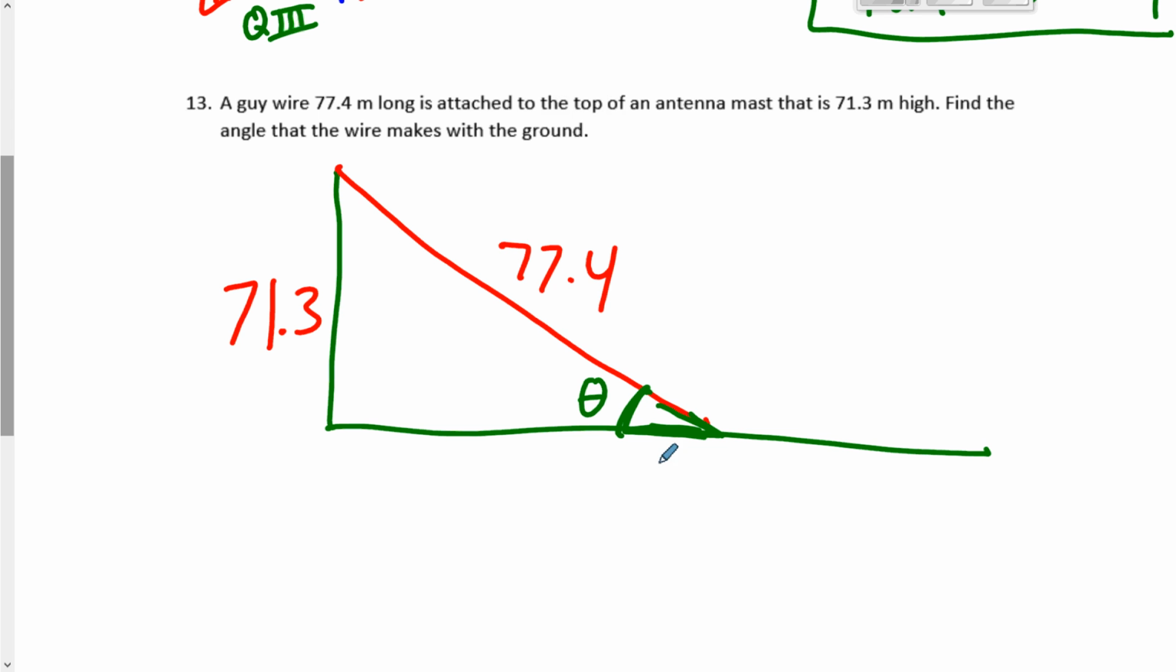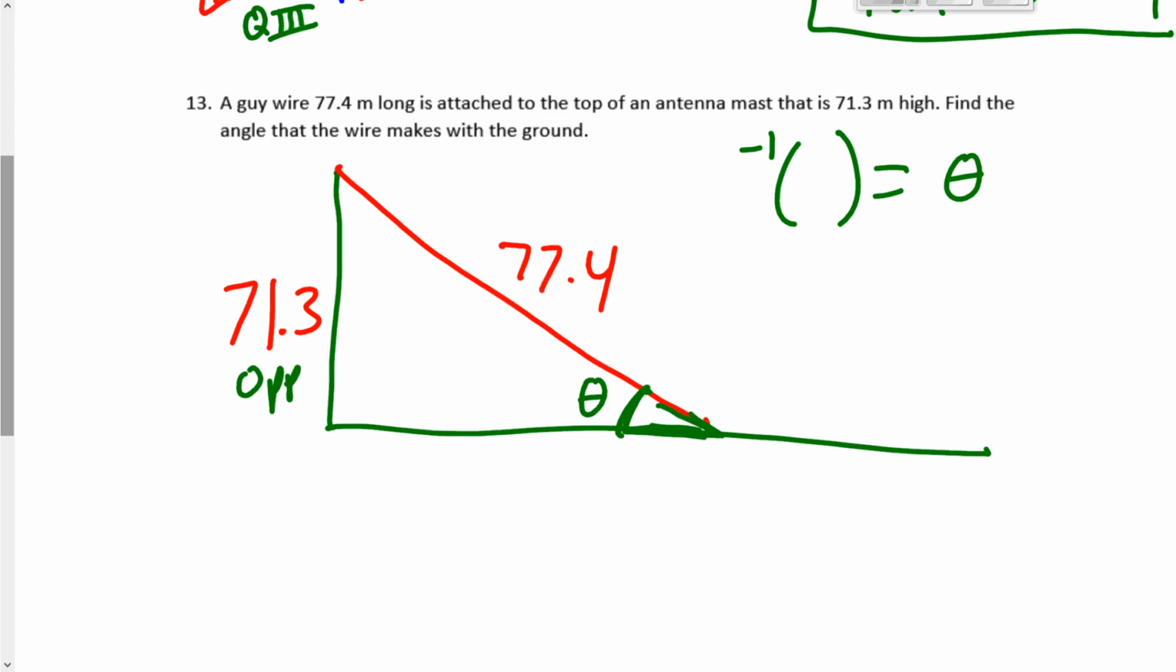Okay, so we're trying to find an angle, and since we're trying to find an angle, what trig functions do we use? That is inverse, right? So in order to find our theta, we're going to use an inverse trig function. Don't know which one yet, so we have to look at what we are given in relationship to the angle that we want. What is the 71.3 in relationship to the angle? Well, that is opposite. And what is this side, adjacent or hypotenuse? So this might be a little tricky. That's why you kind of need to draw your diagram.